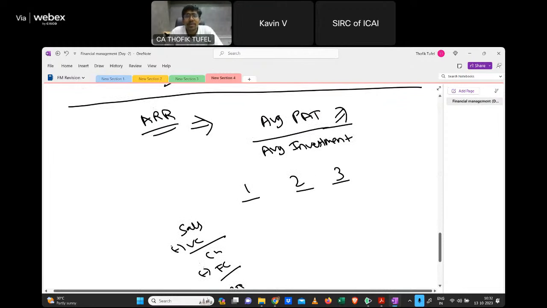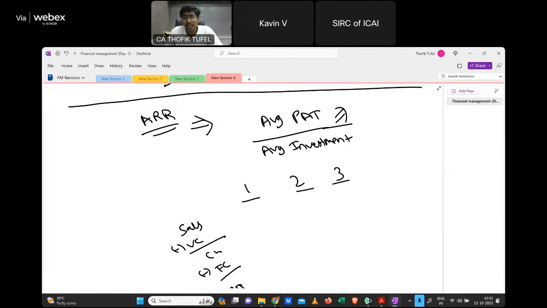Now, average investment is the opening year investment and the end year investment. You just have to take the average and then you will get the average investment. Suppose you have started by investing 10 lakh rupees and at the end of year 3 you have a salvage value of say 20,000 rupees. So you just have to do 10 lakh plus 20,000 divided by 2.